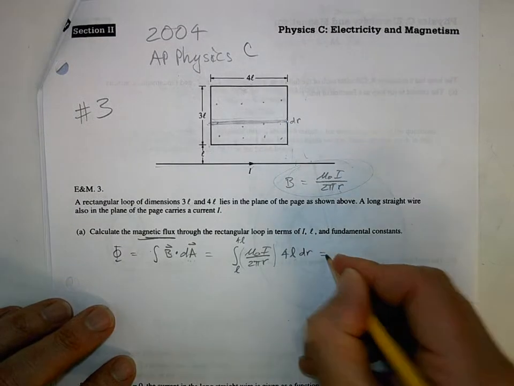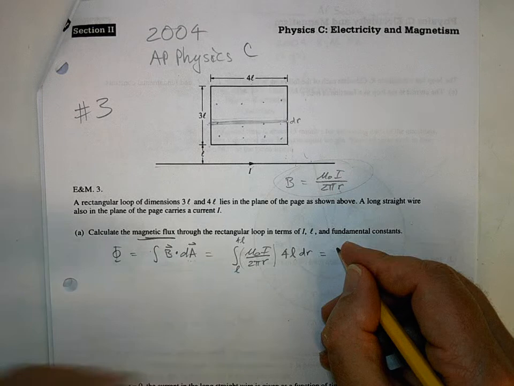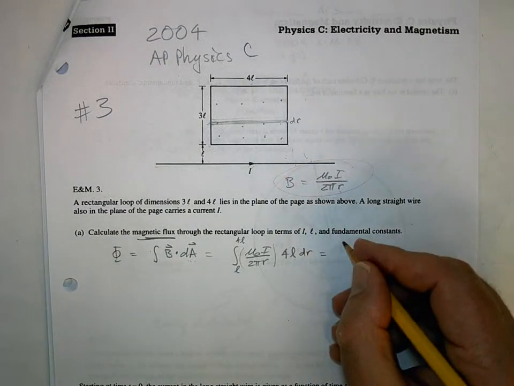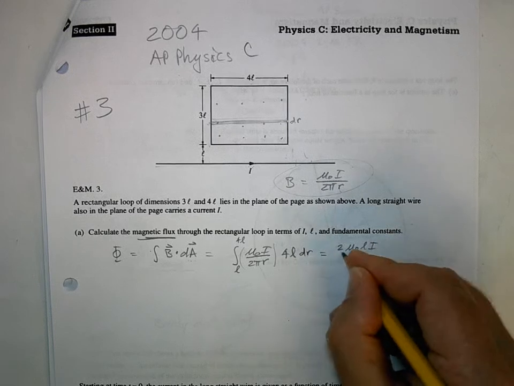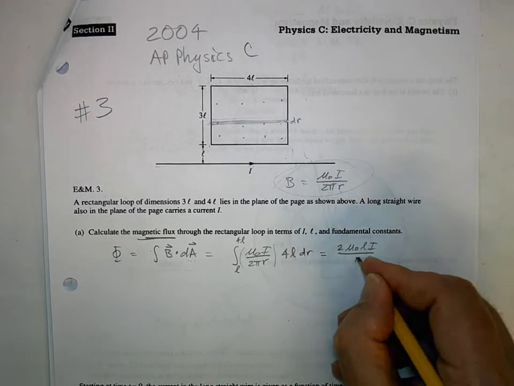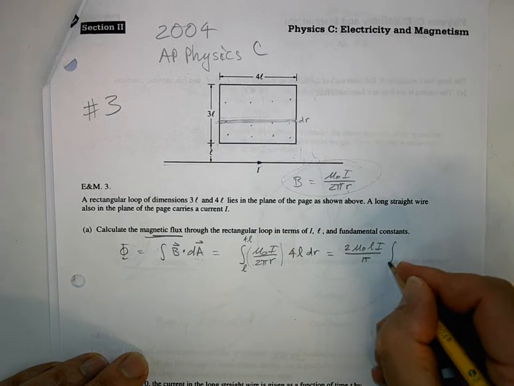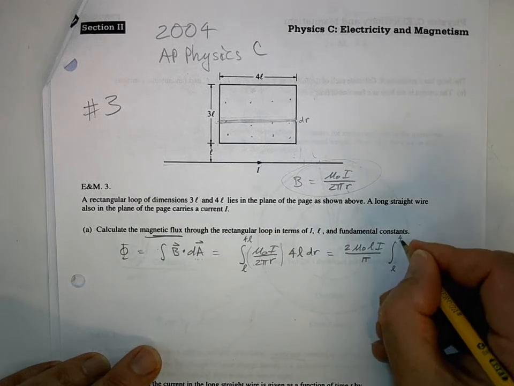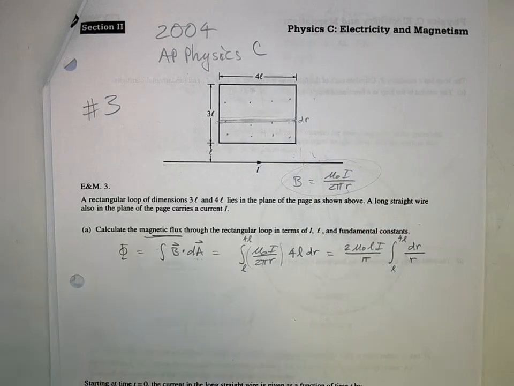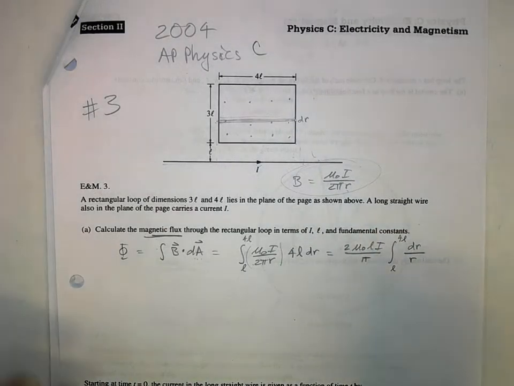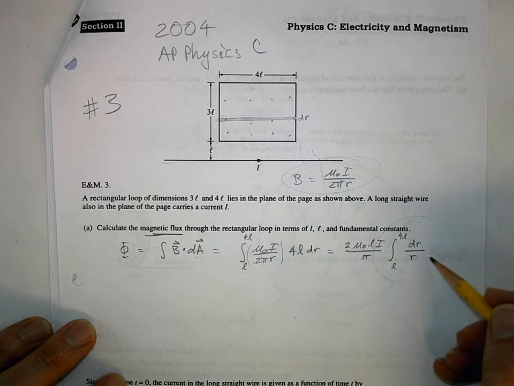Let's pull all the constant stuff out. When you do that and cancel stuff out, you get 2 mu naught L I over pi. I just canceled this 2 and 4 and pulled all that constant stuff out. So from L to 4L, this is just going to be dr over r. Yay! Now we know how to do that. You should know this integral. This is going to pop up a lot.